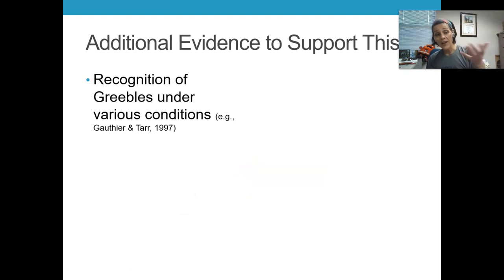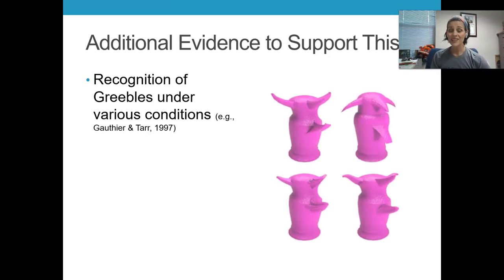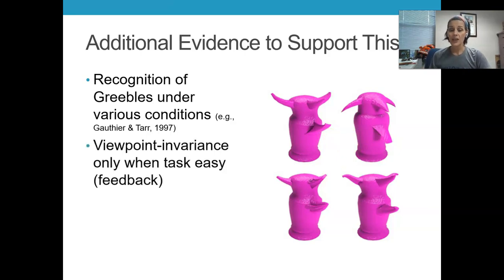What is some additional evidence to support that sometimes viewpoint matters? That it's not always invariant. Gauthier and Tarr back in 1997 presented people with these three-dimensional objects called greebles. So they saw pictures of these objects, and you can see that every single one of them looks really different from each other. And what they found is that when the task was really easy, participants got feedback and the discriminations weren't very detailed, they weren't very hard, viewpoint invariance tended to be the thing.